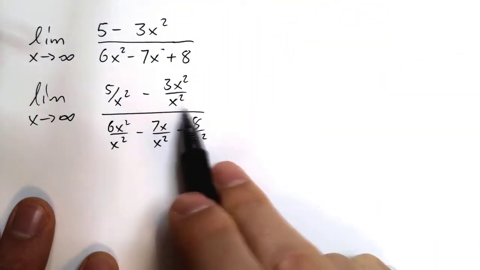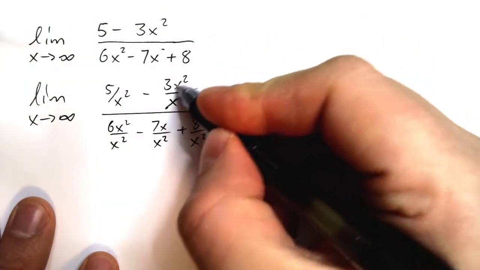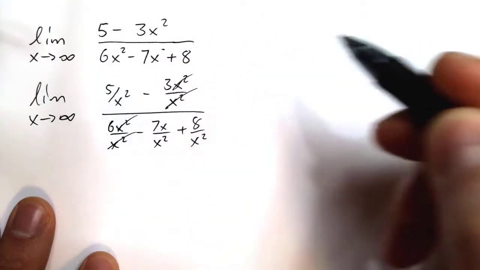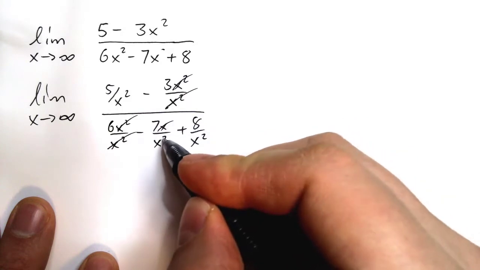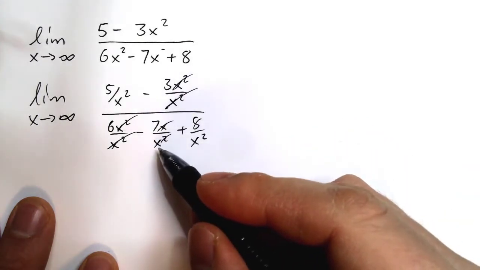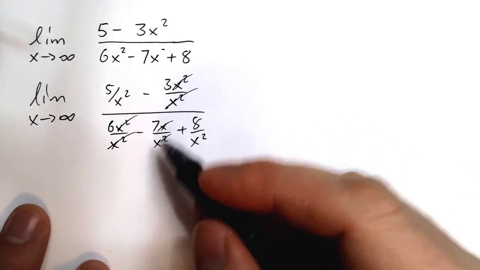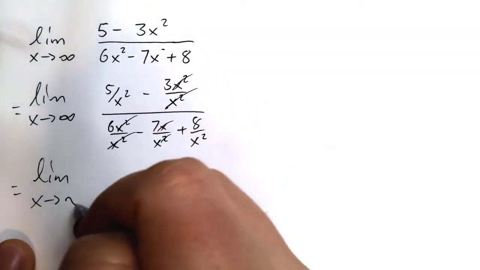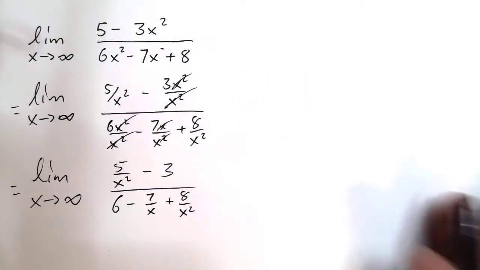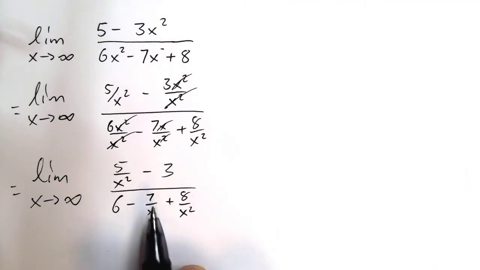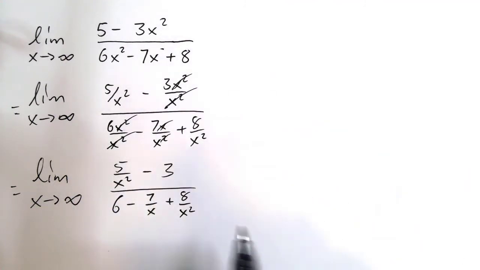All right, I get this. Now, there's some things that cancel, right? So the x squareds cancel here, the x squareds cancel here. This x cancels with that square, just leaving me with an x in the denominator. And so I have this expression here. Okay, so why did that help?